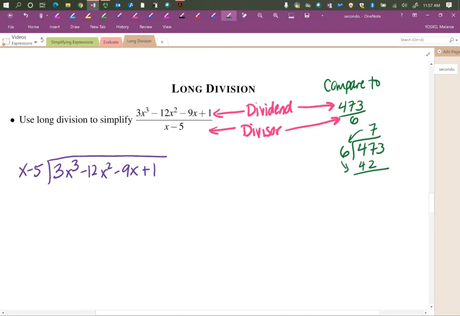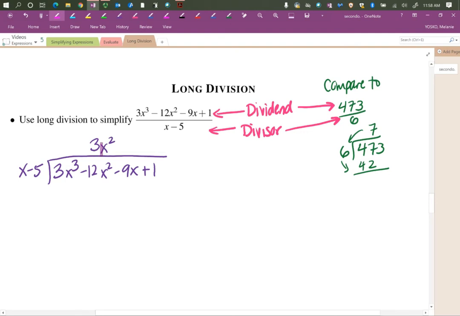So we're going to do exactly the same thing. x minus 5 times what gives me this entire expression? Well, that's a lot to think about. So we're going to use this example over here. We didn't say 6 times what gives me 473. We started with the piece at a time. So x times what gives me 3x cubed? Well, how about 3x squared? And notice I'm lining up the x squared above the other x squared.